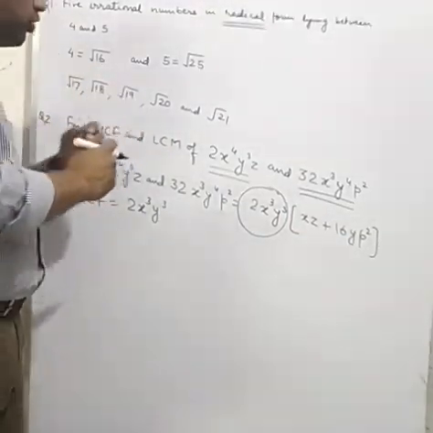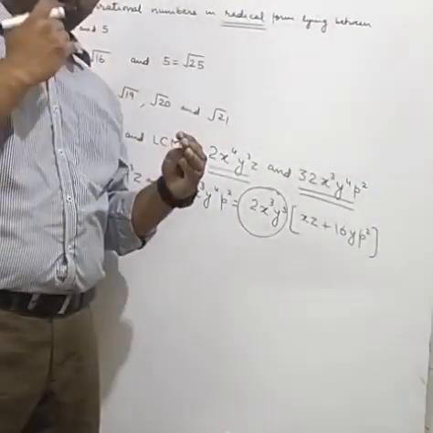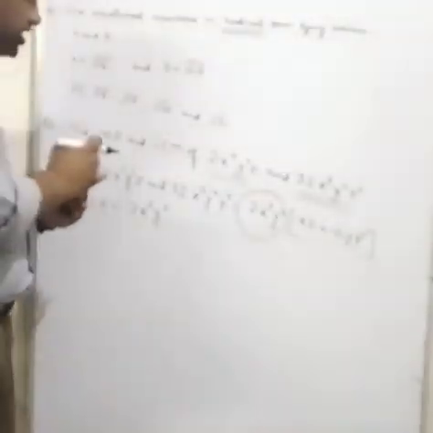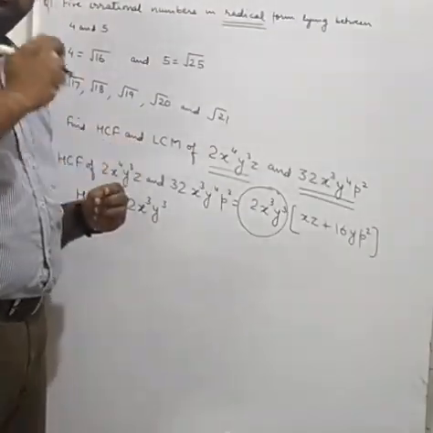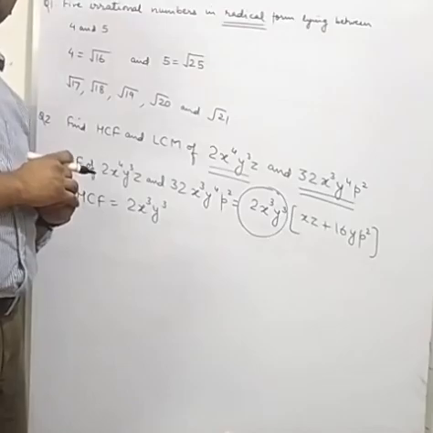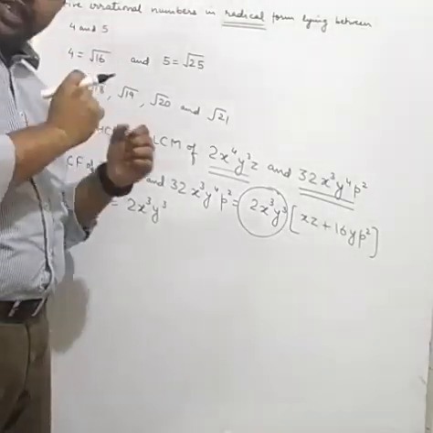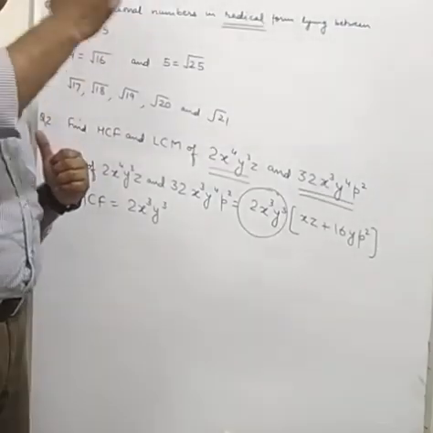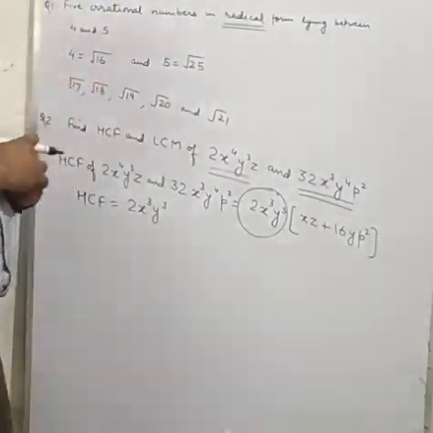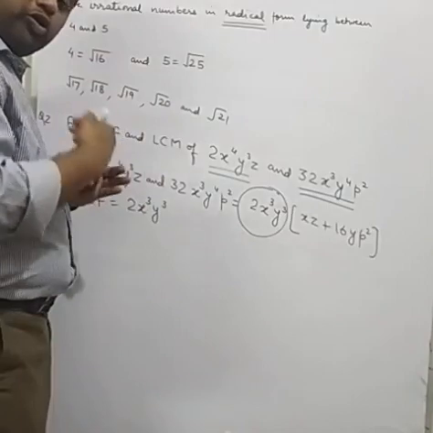Now next we need to find the LCM of these two expressions. So here we are going to use the concept that HCF into LCM of two numbers is nothing but the product of the two numbers. So LCM is equal to the product of the two numbers upon HCF. So how are we going to find LCM?